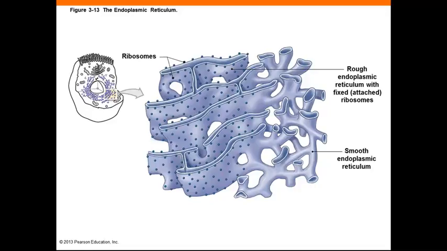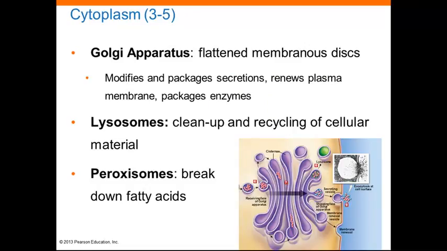The smooth endoplasmic reticulum is called smooth because it doesn't have any ribosomes attached to it. A smooth endoplasmic reticulum is where lipids and carbohydrates are synthesized. The rough endoplasmic reticulum is called rough because it has these fixed ribosomes that are attached to the membrane. This is typically where proteins are synthesized, and that's why they have those ribosomes attached, because that's the purpose of ribosomes, to make proteins. I just want to take a close-up look at the Golgi apparatus.